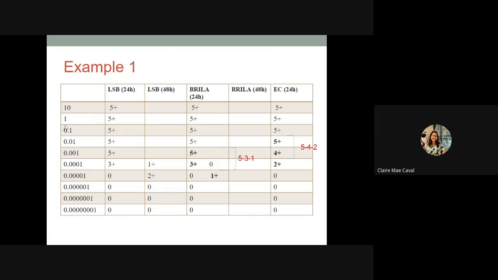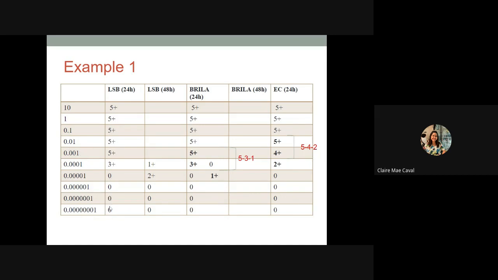This is 10 raised to the power of 1. This one is 10 raised to the power of negative 1. And then down to 10 raised to the power of negative 8. So if you notice, there are 8 dilutions in the method. Okay? And if in 24 hours all turned positive, that's 5 plus. So in the first, where there are 5 lauryl sulfate broth tubes, report it as 5 plus. Second, 5 plus still. Same with third, fourth, until the last.